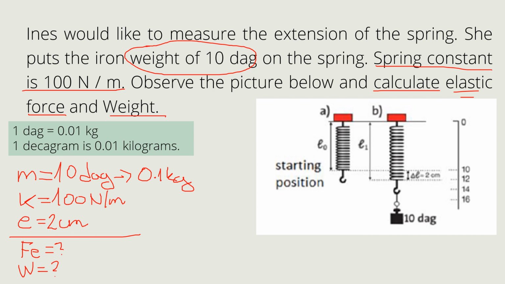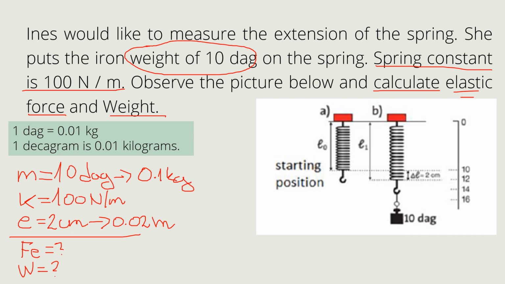Always. You need to have proper measuring units. So extension must be in meters, mass must be in kilograms. So how can you convert these centimeters to meters? You need to divide by 100. So when you divide 2 by 100, that is 0.02 meters.